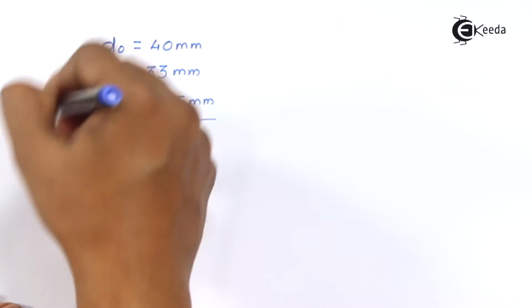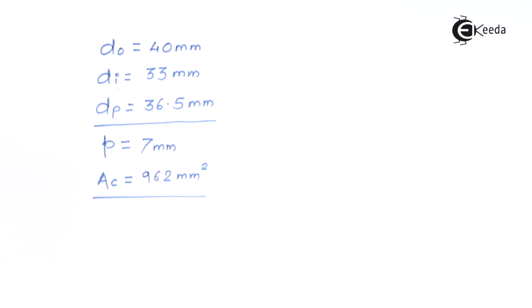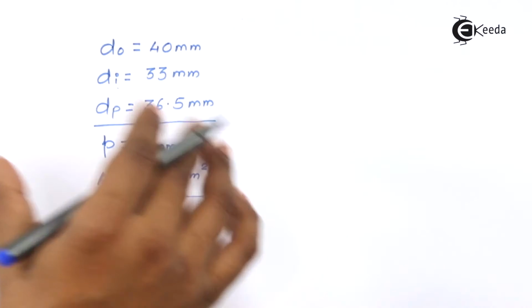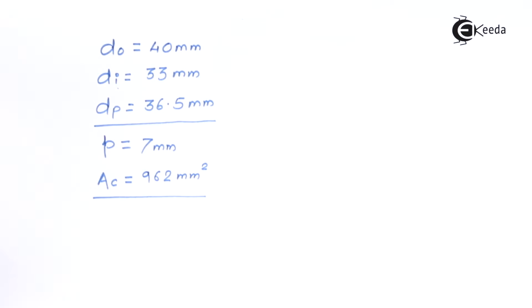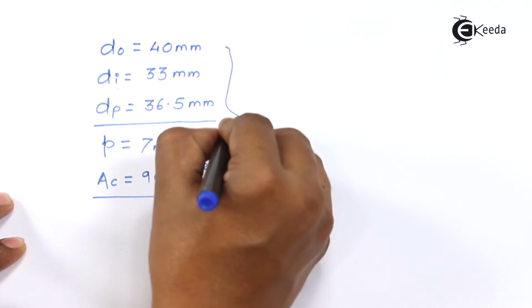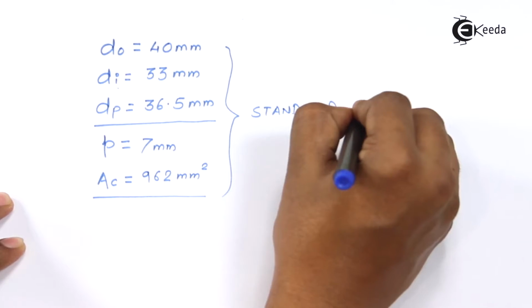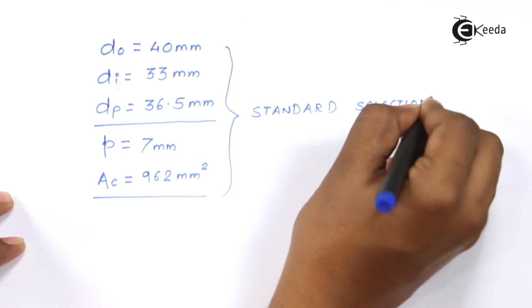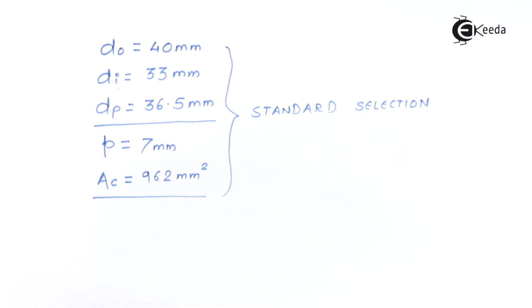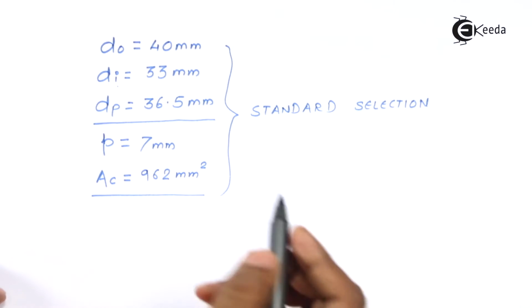Now if you ask why these aspects are important, when we design a particular power screw application, we need to provide the important dimensions. So these are those important dimensions which are available directly in the PSG data book based on the standard selection, and which play a major role in actual design practice.